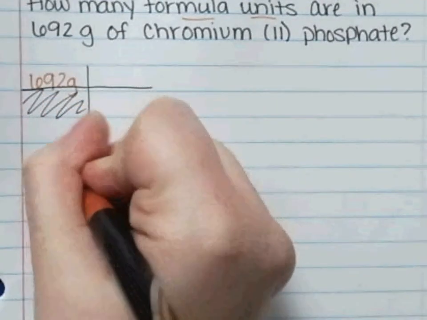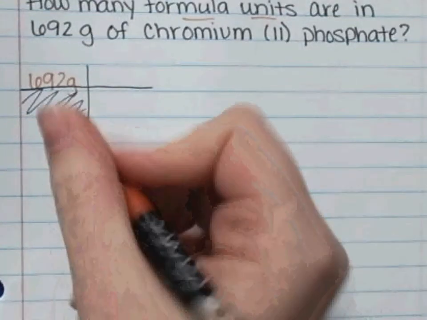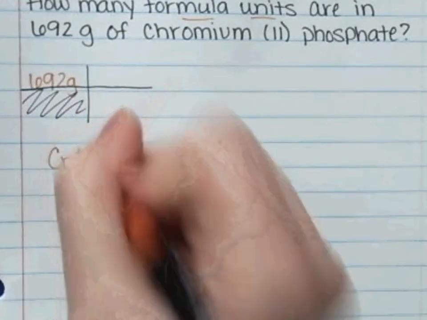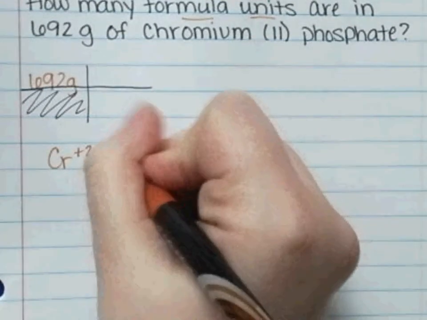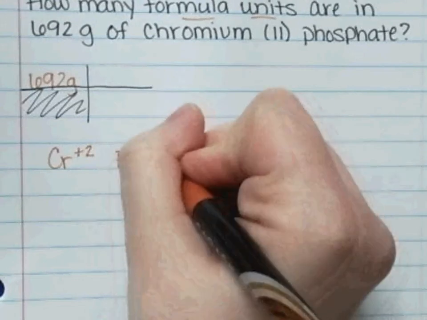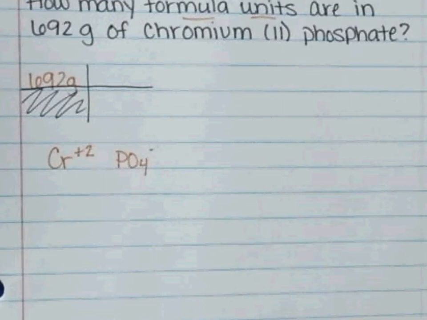So I need to cancel out grams and convert it into moles. In order to cancel out grams, I want grams on the bottom here. My number of grams is going to be whatever my molar mass is. So let's go ahead and find our molar mass. We actually have a larger compound this time. We have chromium(II) phosphate.